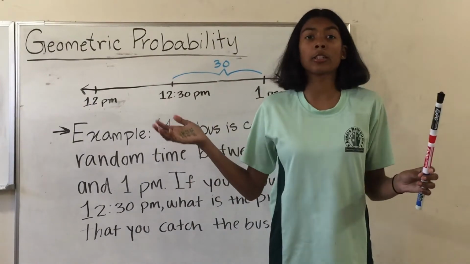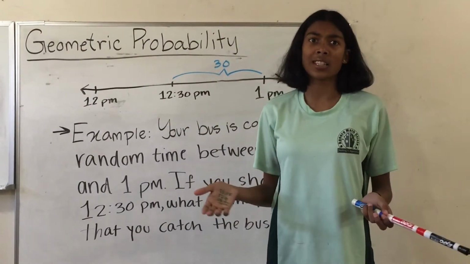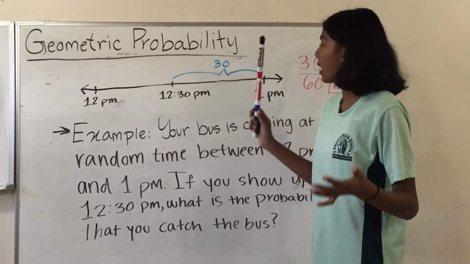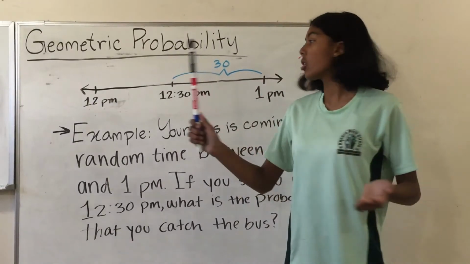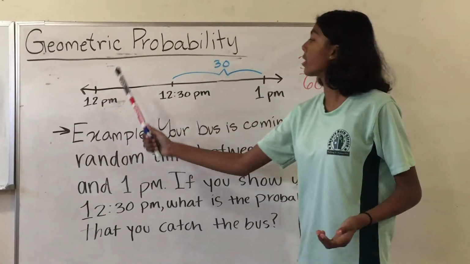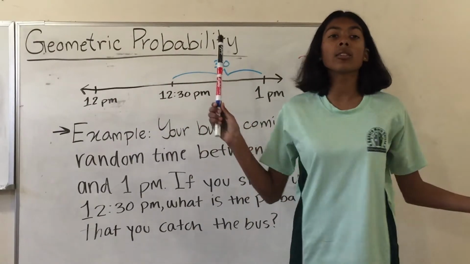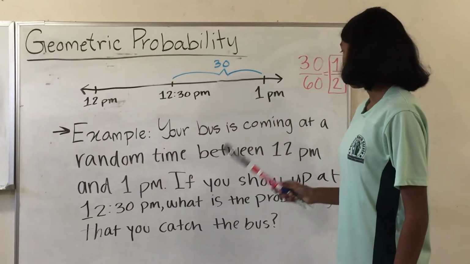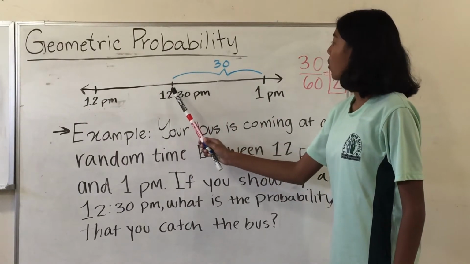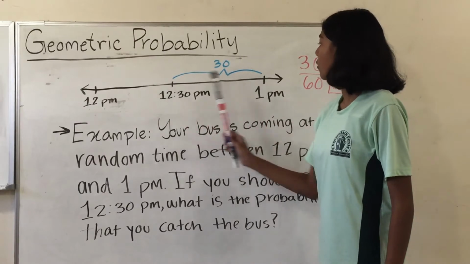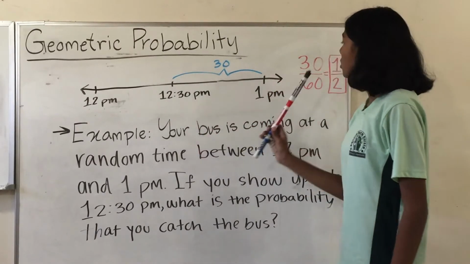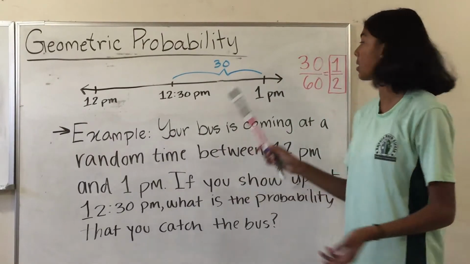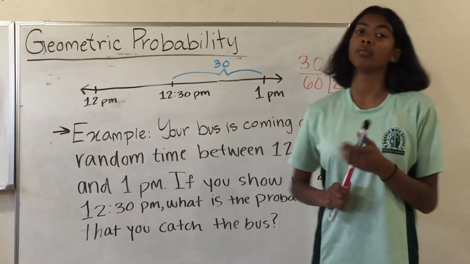Since it's geometric probability, we're going to draw a mini timeline. Our timeline is going to go from 12 to 1 p.m., and we're going to have 12:30 in the middle. This entire segment is when the bus can arrive. But we're only going to show up at 12:30, meaning we only have 30 minutes for the bus to show up. There's 60 whole minutes, and only 30 of those minutes are what we're going to be there for, so the answer is going to be 30 over 60, which is 1 over 2.